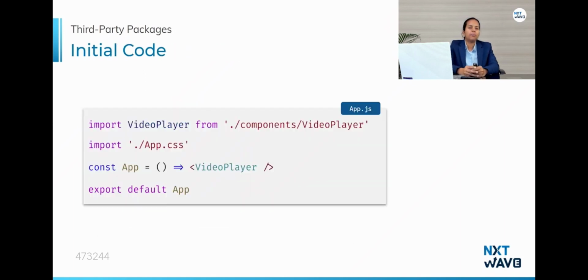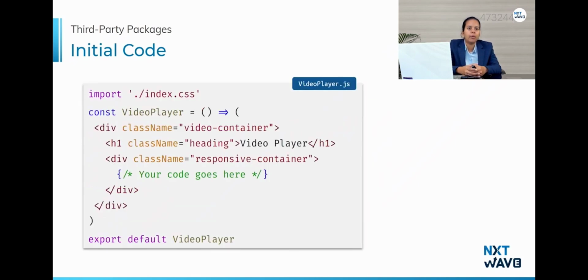Okay, so now, as we understood that we want to integrate the React Player, we already have a Video Player component. Within the app component, we are rendering this Video Player component. So let's have a look at the code of Video Player. This is the Video Player component in which we have the heading Video Player and a container. In this container, we have to add our React Player. That is, the Video Player has to be displayed within this container, so we have to integrate it here. This is the initial code. Let me show you the initial code.